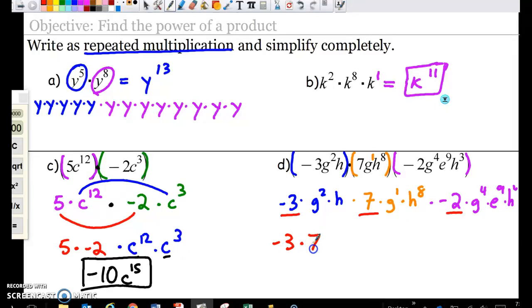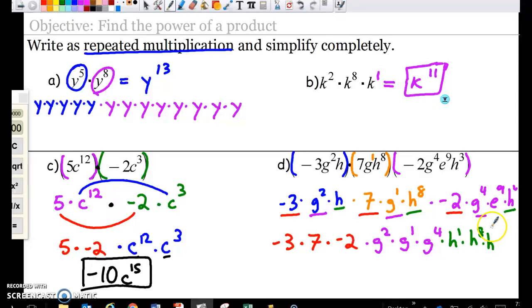Negative 3 times positive 7 times negative 2. And I'm going to take all of the g's and multiply them together. There are all the g's there. So I have g to the 2nd times g to the 1st times g to the 4th. Then I take all of the h's together. Multiply those. H to the 1st, h to the 8th, h to the 3rd, and then e to the 9th is all by itself. There's only one of those right here. Now I've covered all my bases.